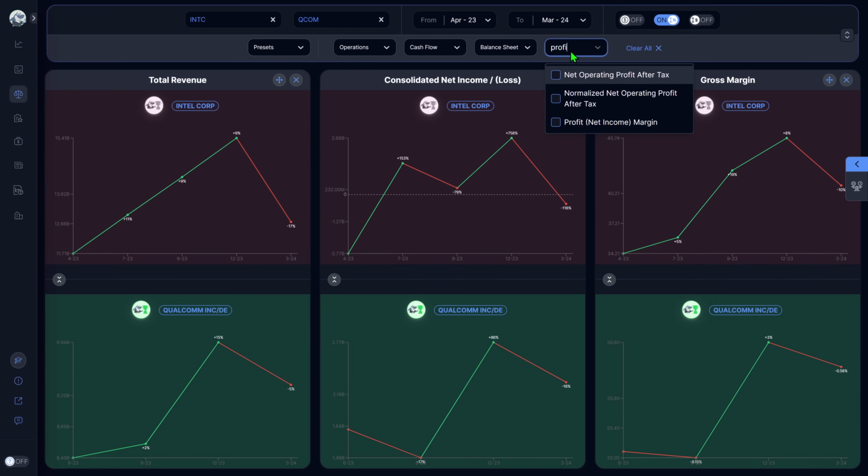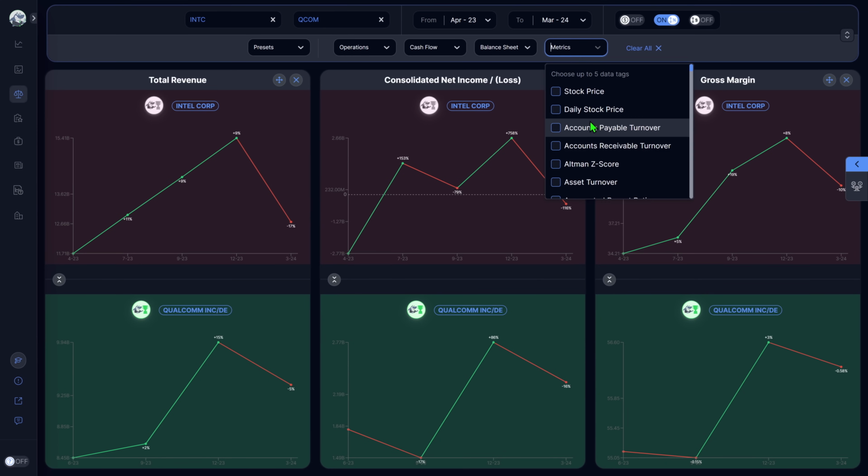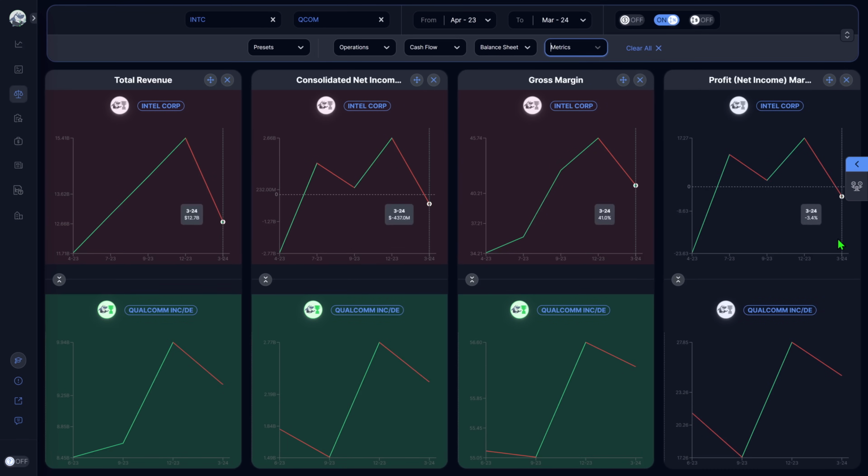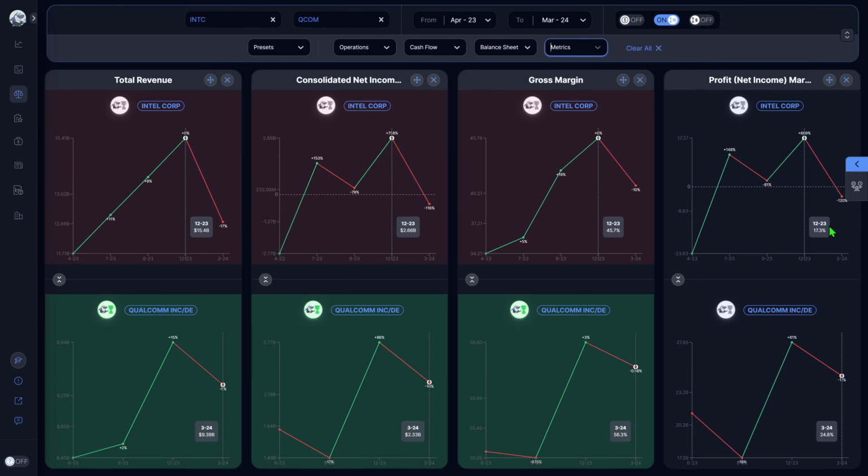Profit margin. Intel's profit margin is down 120% and is now negative at minus 3.4%. Qualcomm's profit margin is down 11% to 24.8%. Qualcomm did less worse.